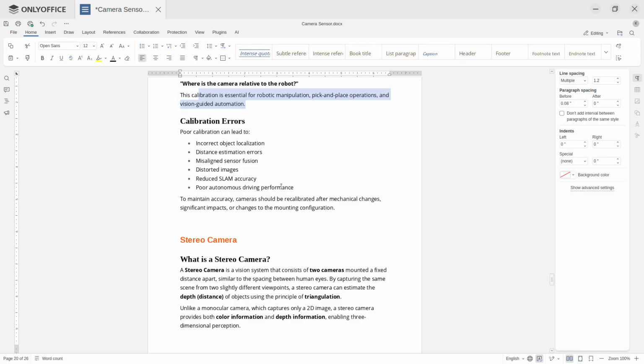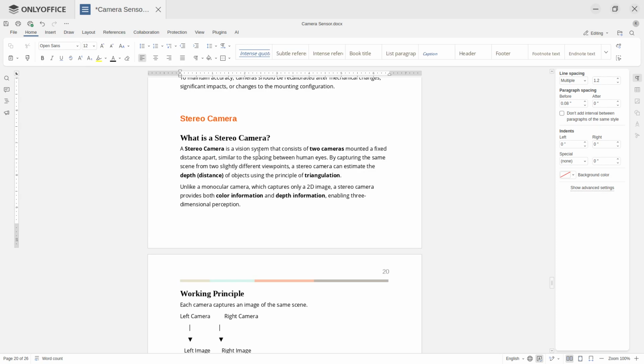Calibration errors. A poor calibration can lead to incorrect object localization, distance estimation error, misaligned sensor fusion, distorted images, reduced camera accuracy, and poor autonomous driving performance. To maintain accuracy, cameras should be recalibrated after mechanical changes, significant impacts, or changes to the mounting configuration.